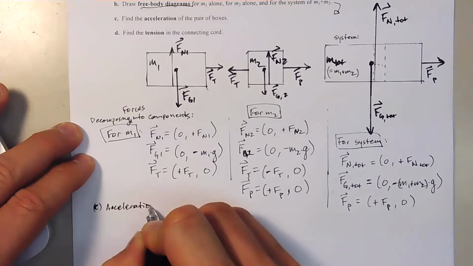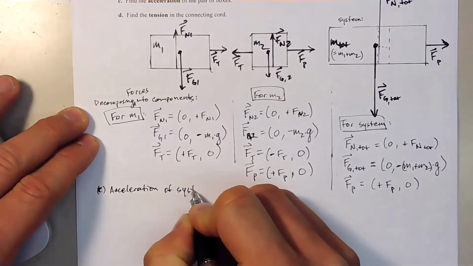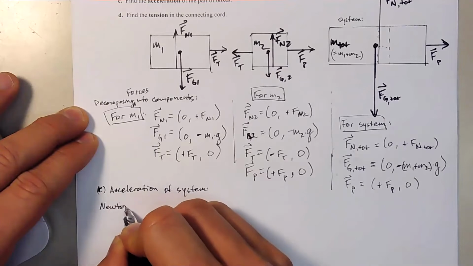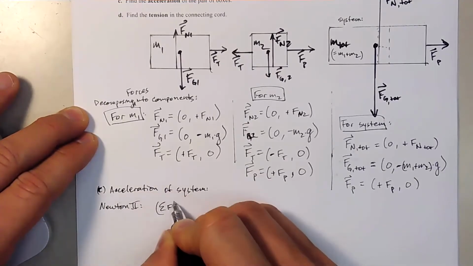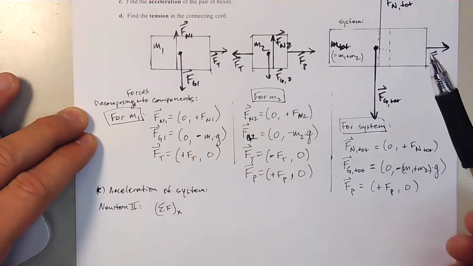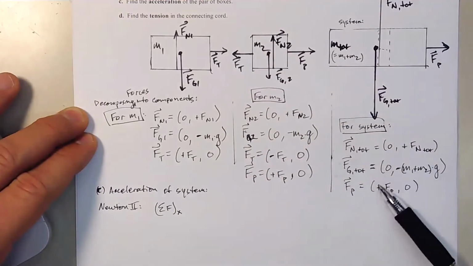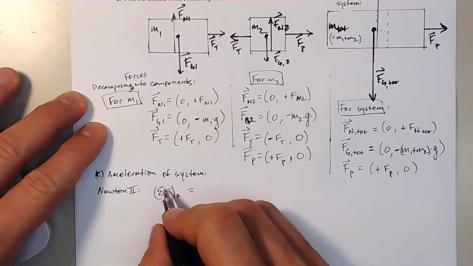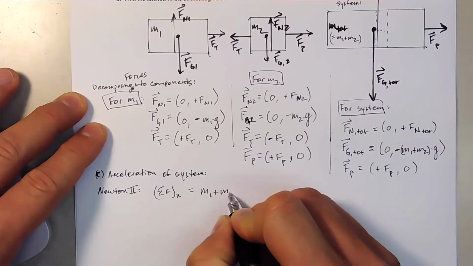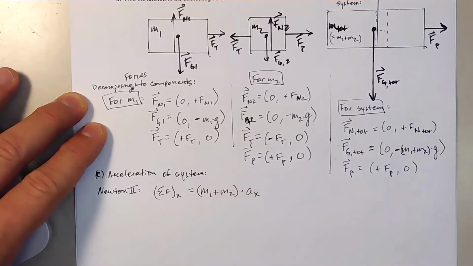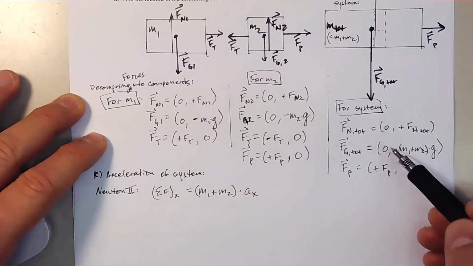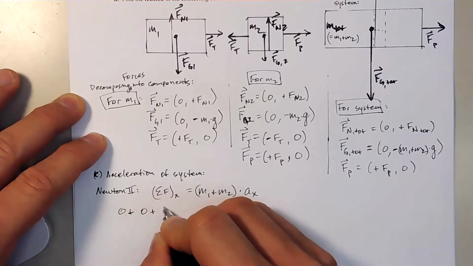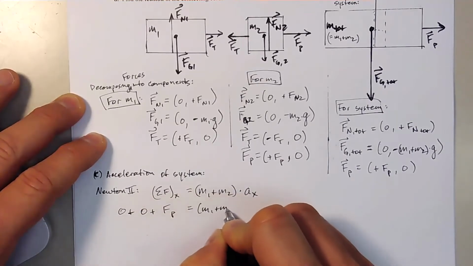So let's do that. Let's find the acceleration of the system. So we're going to apply Newton's second law. And the system accelerates in the horizontal direction. So I'm going to take the sum of the forces in the horizontal direction, apply Newton's second law in the horizontal direction. And this is the system of masses. Right? And now I get just the horizontal components of these forces, and notice it's 0, 0, 0, and Fp. So 0, 0, and Fp. And that's it.